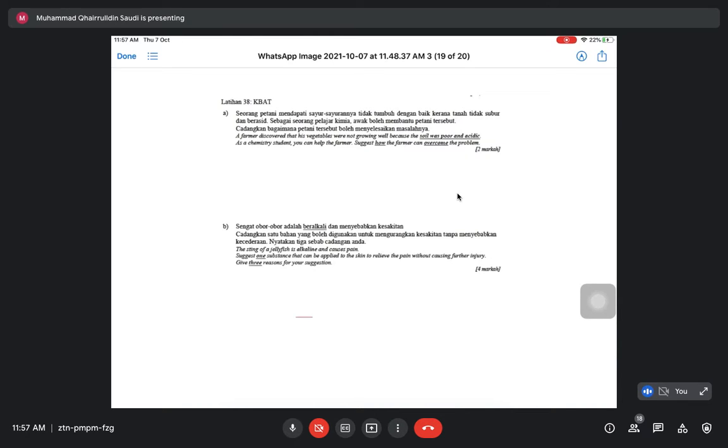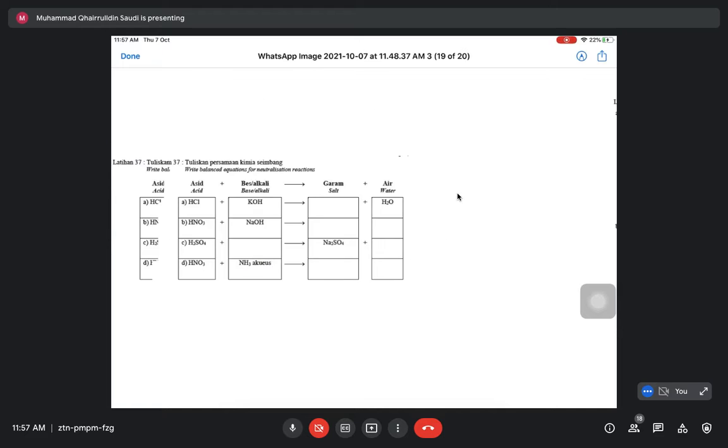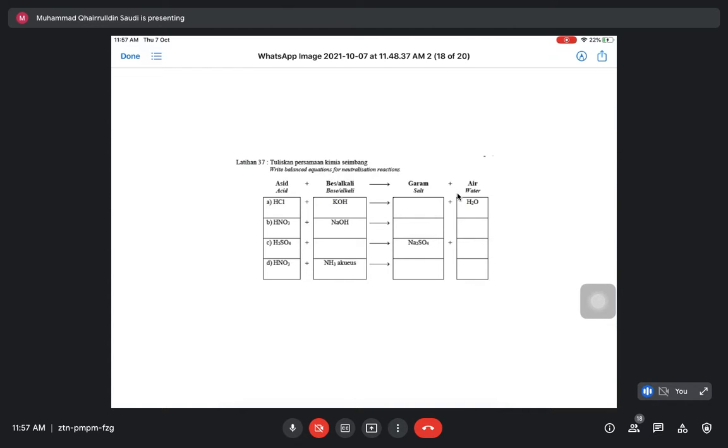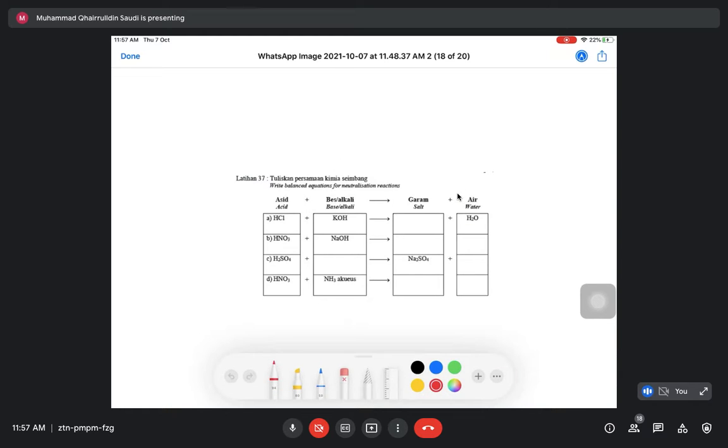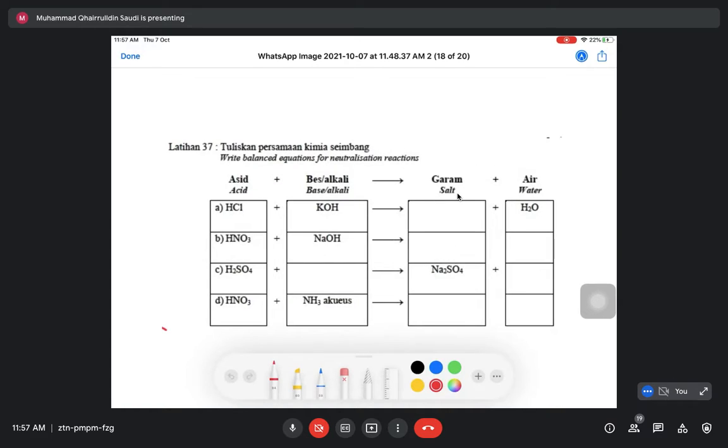So are you guys ready? Yes, teacher. Alright. So let's start with exercise 37. The fact that I give you this exercise means that this exercise is important for you guys to master. So write a balanced equation for neutralization reactions.